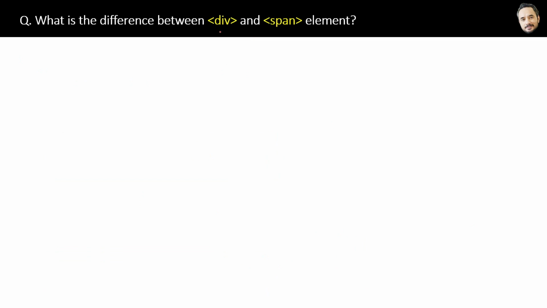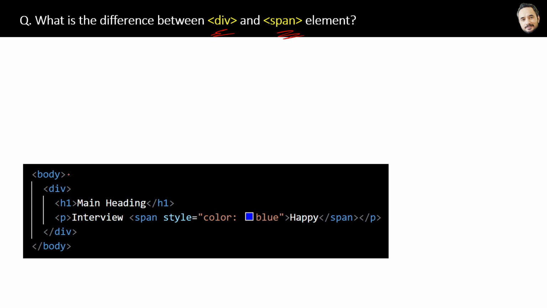What is the difference between div and span element? These are two very similar elements in HTML. Let's see the difference. Suppose this is your HTML. Here you can see the div element, which is used as the container of H1 and P elements. And we already know div is used to group related elements together to provide them a better structure. But if you see here, we are using the span also.